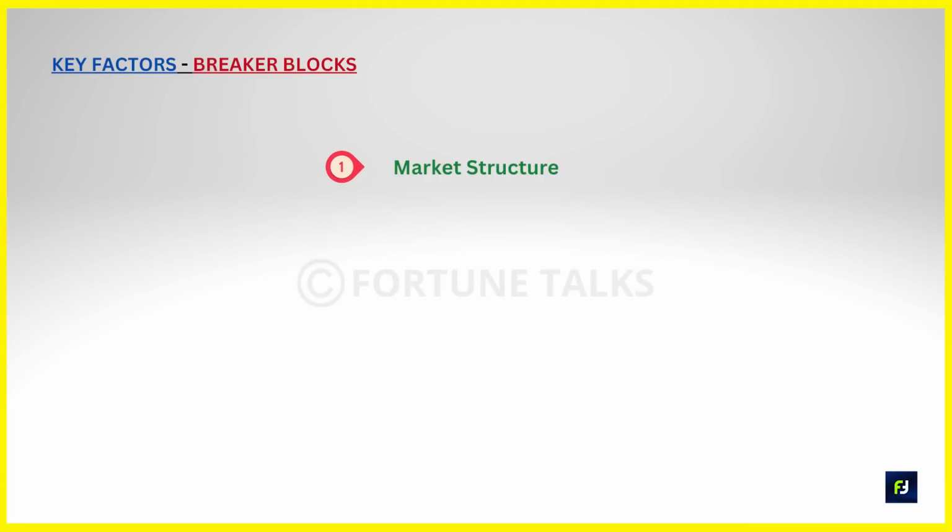So some of the key factors that you need to consider while trading breaker blocks are: number one, market structure. You need to identify the current market structure before looking for breaker blocks. Market structure includes defining the market direction, supply and demand areas, higher time frame key levels, liquidity areas, etc. Number two is validity. Make sure the breaker block you identified is valid. Breaker blocks are created by a run of liquidity before the market structure shift.